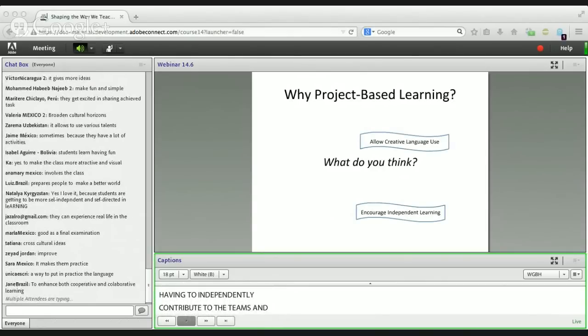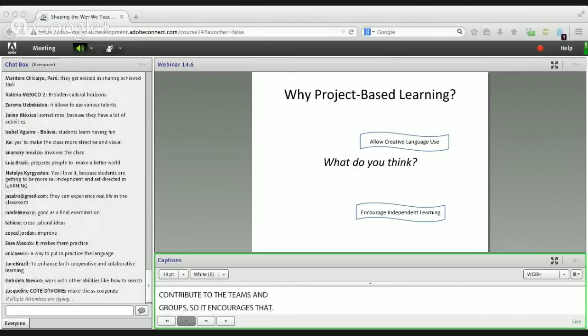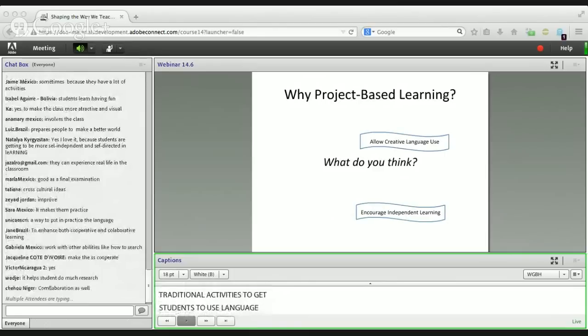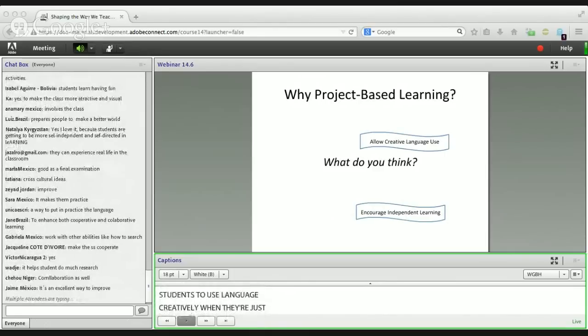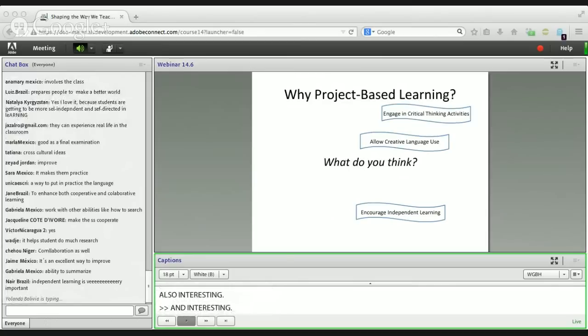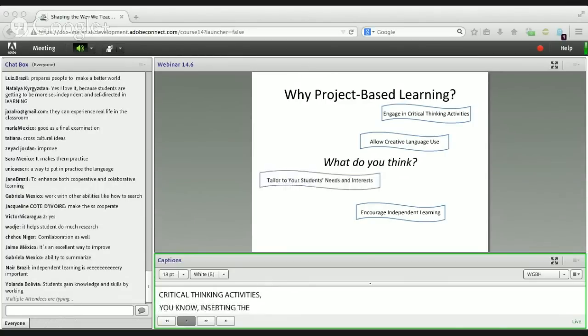It's so difficult sometimes with traditional activities to get students to use language creatively when they're just reading in a book and answering questions. But with a project, you can have them working together in different ways, reading, speaking, listening, writing, in a way that's very creative and also interesting. And interesting. Of course, as we spoke about, it allows them to engage in critical thinking activities, you know, inserting the assessment instead of just gathering information. They're going to assess the information they're gathering.